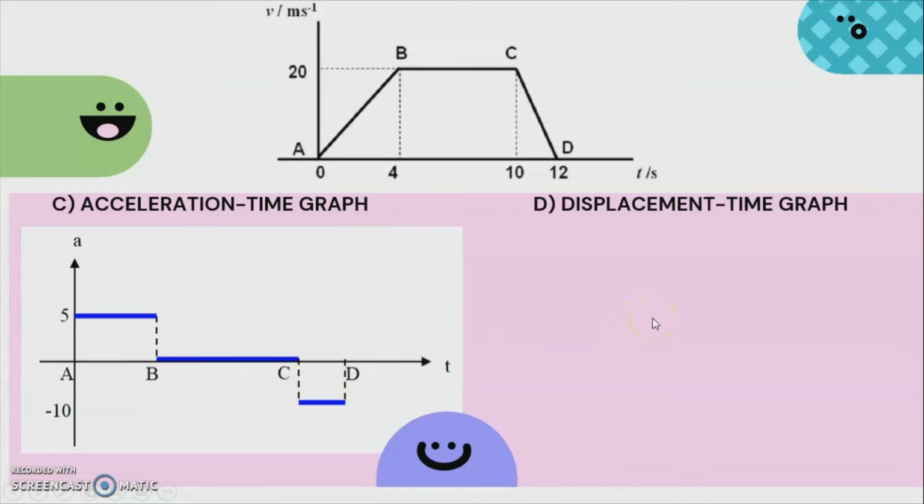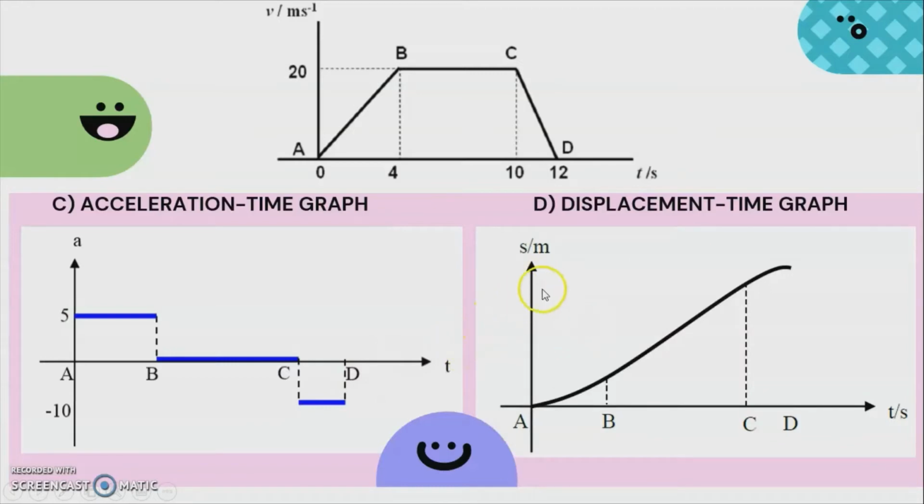Okay, so for displacement, ini bentuk dia. Okay, so for AB, V increase linearly. Maksudnya displacement yang dia cover adalah makin meningkat. Okay, kiranya gradient dia makin bertambah. Okay, dia bukan graf linear untuk displacement ni. Dia exponential graph. Okay, mula-mula gradient dia kecil, lama-lama dia makin steeper.